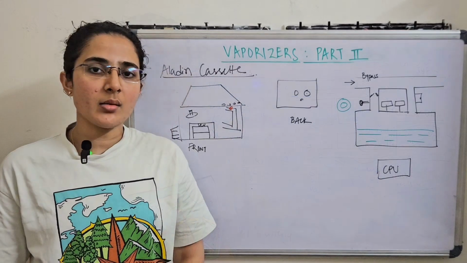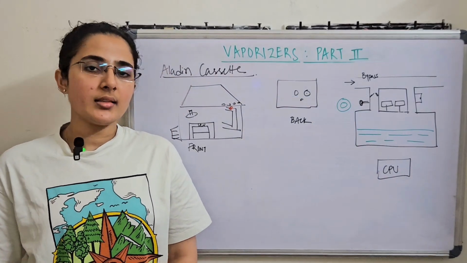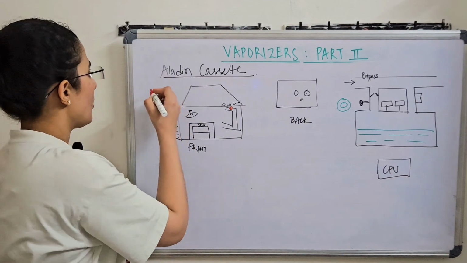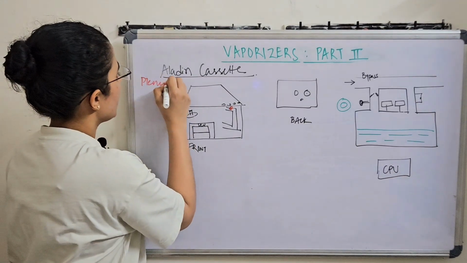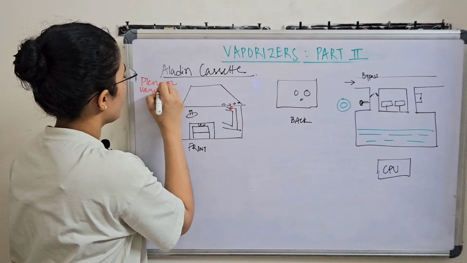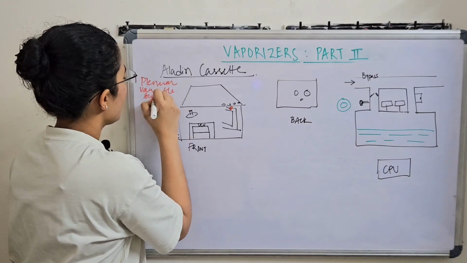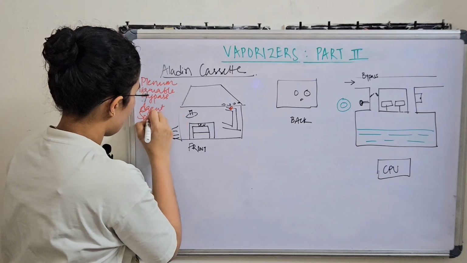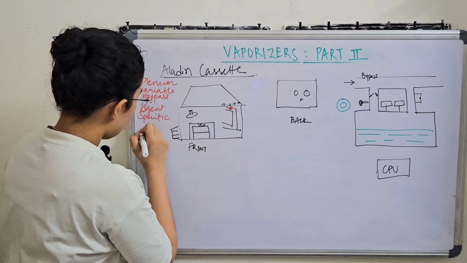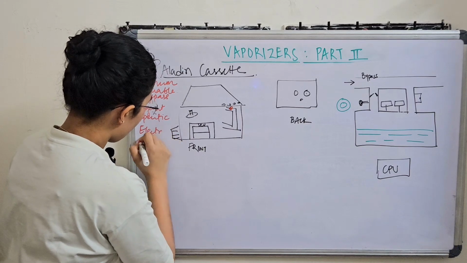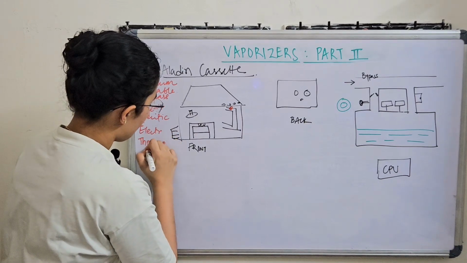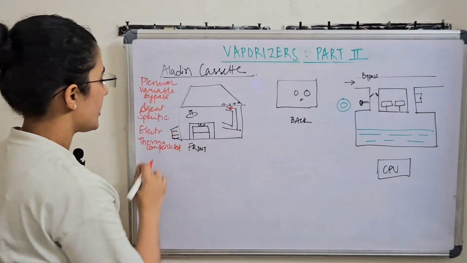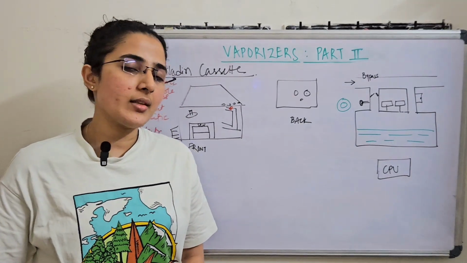Next we come to the Aladin cassette. The Aladin cassette was manufactured by GE Healthcare. This is also a plenum, variable bypass, agent specific, and electronically thermocompensated vaporizer. So the Aladin cassette has all these basic features.